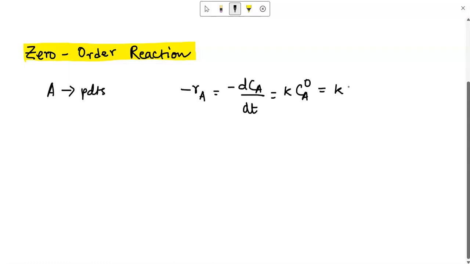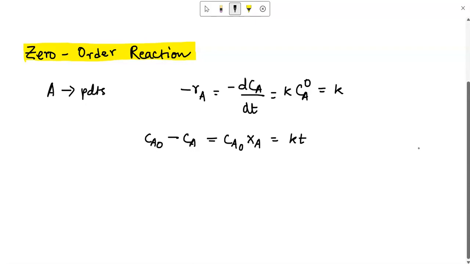So there is no concentration term on your right hand side, therefore the rate of reaction is independent of the concentration of raw material. Now if you integrate this, then on separation and integration you finally obtain CA0 minus CA, which is again equivalent to CA0 XA equals kt.